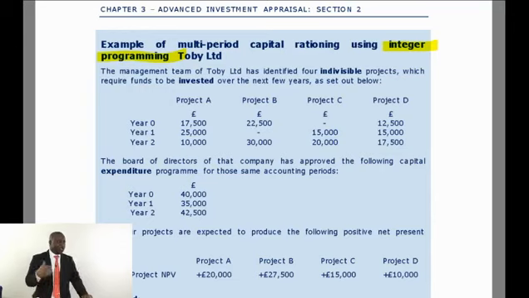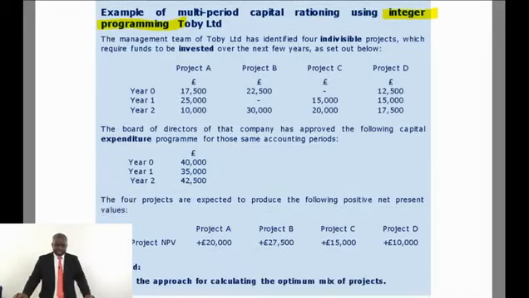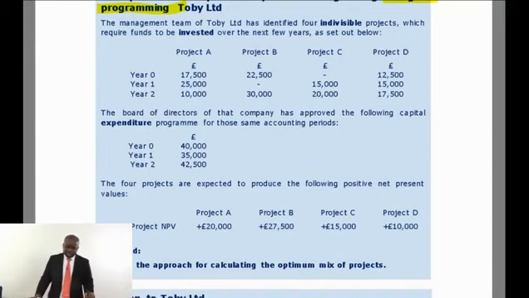As I keep telling you, the examiner will not give you the headings. You would have to lead yourself. So I read the question. The management team of Toby Limited has identified 4 indivisible projects which require funds to be invested over the next few years as set out below. Projects A to D, years 0, 1, and 2. The board of directors of that company has approved the following capital expenditure programs for those same accounting periods, years 0 to 2. The 4 projects are expected to produce the following positive net present values, Project A up to Project D.